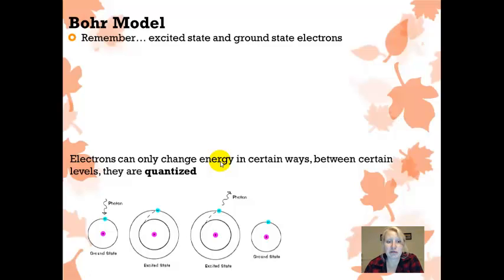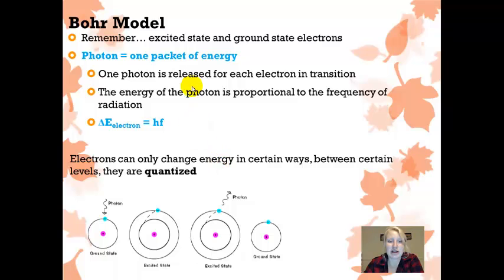So remember the Bohr model, remember excited state and ground state electrons, and think back to photons. A photon is a packet of energy, and one photon is released for each electron in transition. And the energy of this photon is proportional to the frequency of the radiation. So you can determine the energy of the electron by this formula. The change in energy of that electron is equal to h, which is Planck's constant, it's in your data booklet, times the frequency. And electrons can only change energy in certain ways because they can only jump between certain energy levels. So that energy is quantized, meaning a specific amount.